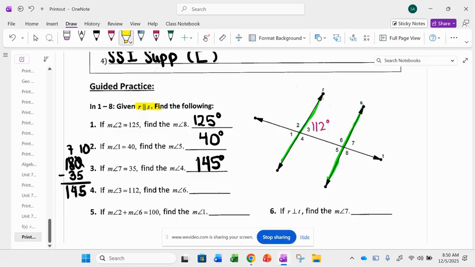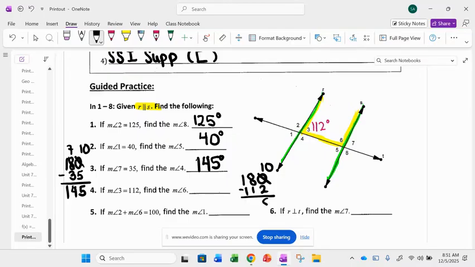So I'm going to highlight angle 3. I'm going to highlight angle 6. Stella, tell me, is this a C or an F? 3 and 6. C. It's a C, perfect. And in the C, do we want the angles congruent or supplements? Supplements. So to find angle 6, I'm going to do 180 minus 112.